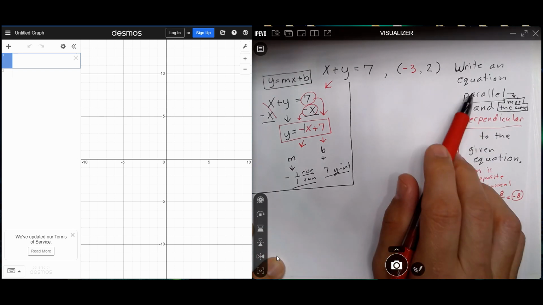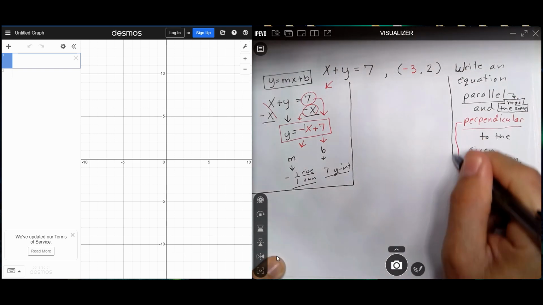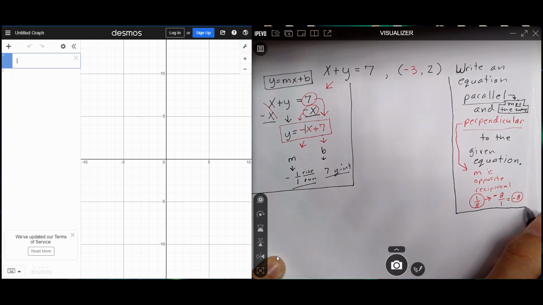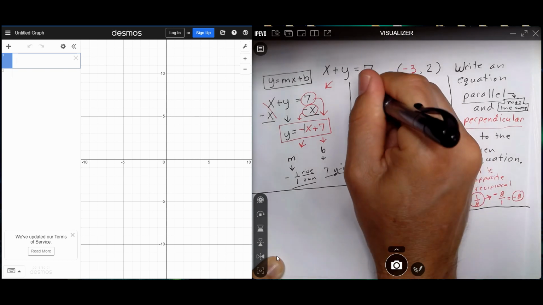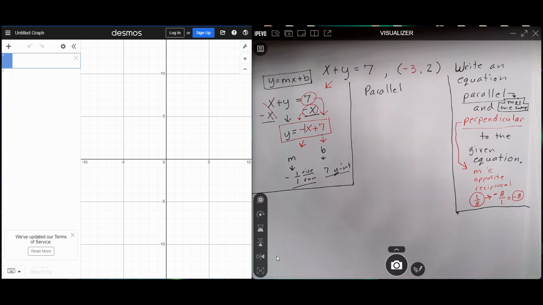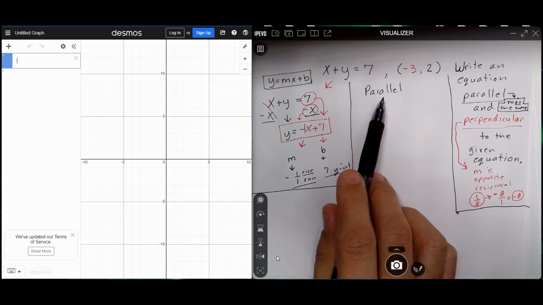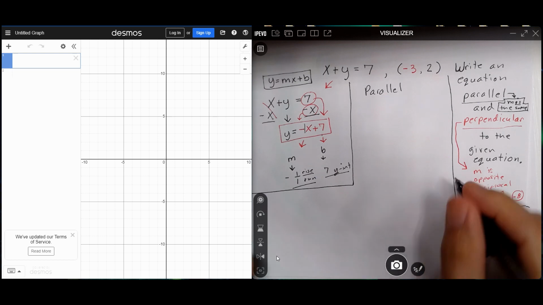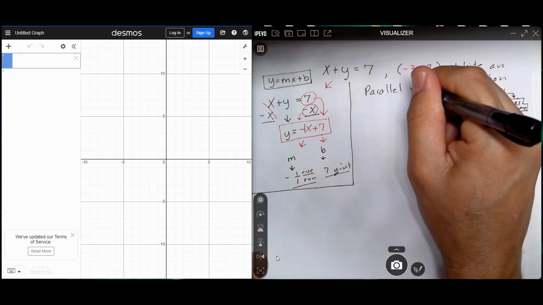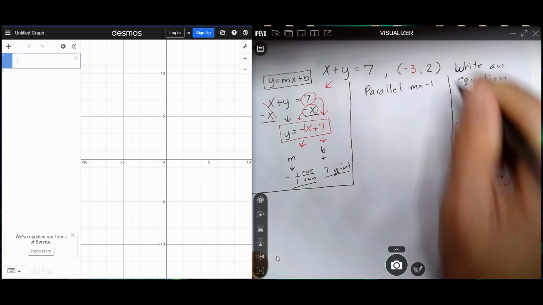Now, since we're going to do parallel first, I'm going to write parallel up here at the top, and we're going to show our work on the right. So I'm going to write right here, parallel. Now there's one more thing that I got to do. I have the slope. If it's parallel, this equation right here had a slope of -1. And if it's a parallel line, it's also going to have a slope of -1. So my m is going to be -1. I'm going to write that right here. M is equal to -1.